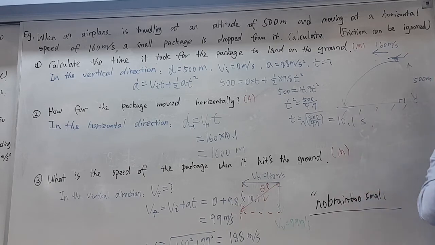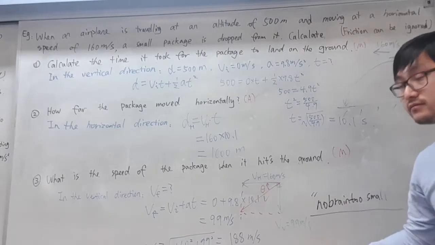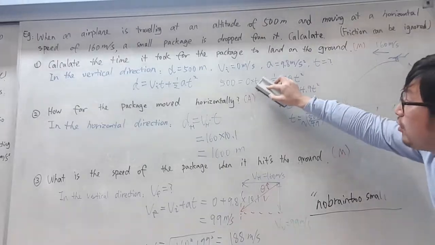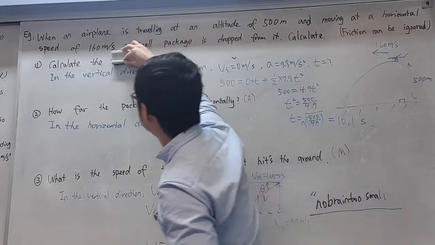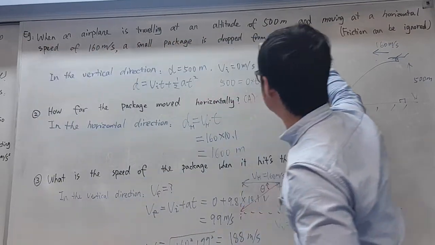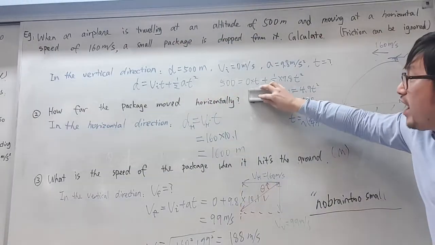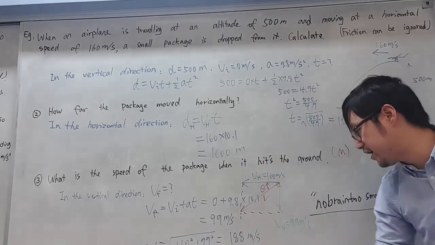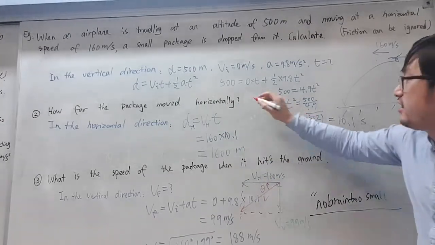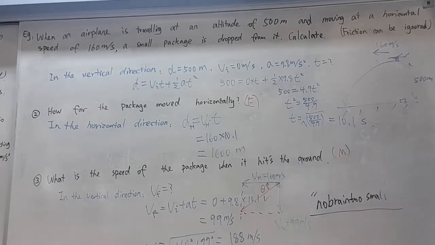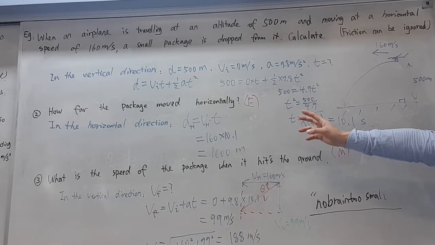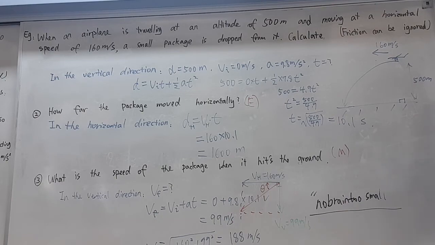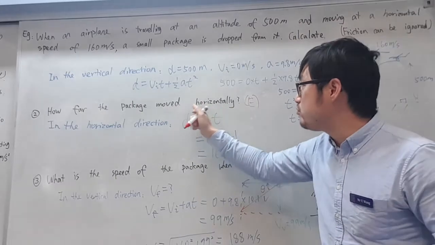But what is the excellence question? What an excellence question is this. They're going to take away the first question here. And then they ask you straight away how far the package will move horizontally. Then it becomes excellence. Okay? So how do you do that? What you need to think of is, well, how far does the package move horizontally?